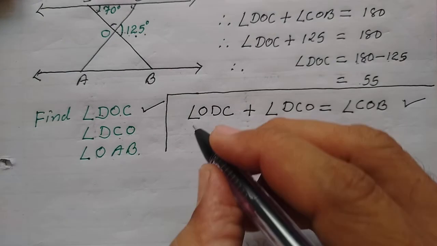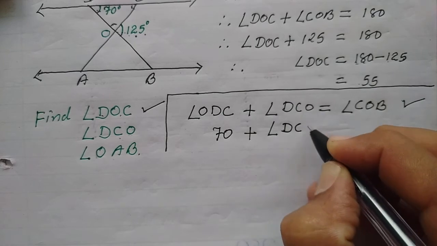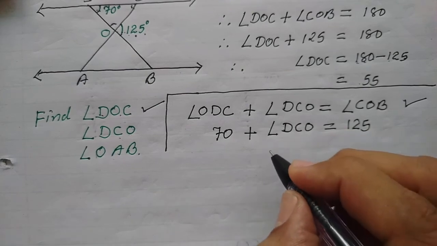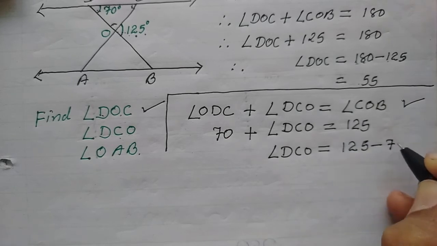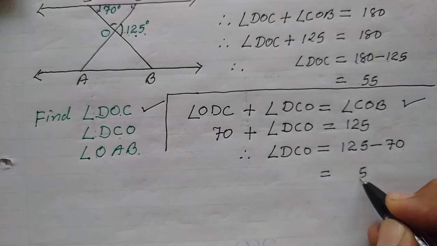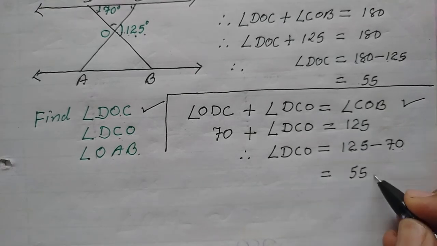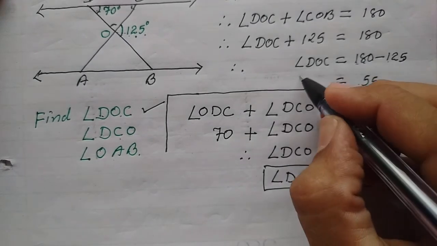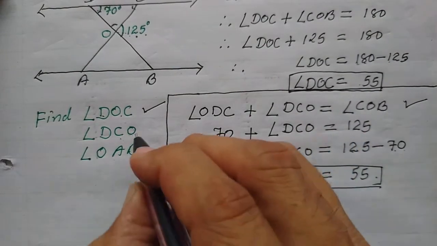So now put the value children. ODC is 70 plus DCO, we want to find. This is 125. Okay, so angle DCO is equal to 125 minus 70. So it is 55. So now children we got 55, so angle DCO is 55. Here angle DOC is also 55. Isosceles triangle we have got, children. So this also we found.